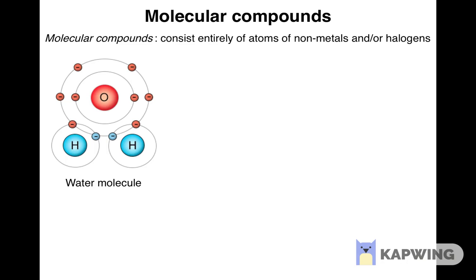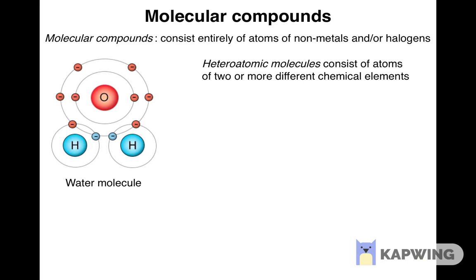The covalent bonds in molecular compounds are similar to the covalent bonds in homoatomic molecules of elemental substances that consist of 2 or more atoms of the same element, as we discussed in an earlier video. However, unlike the molecules of elemental substances, the molecules of molecular compounds are heteroatomic, meaning that they consist of atoms of 2 or more different elements.